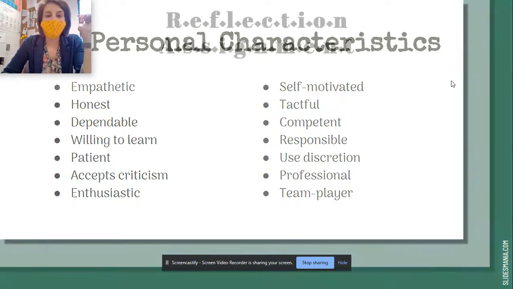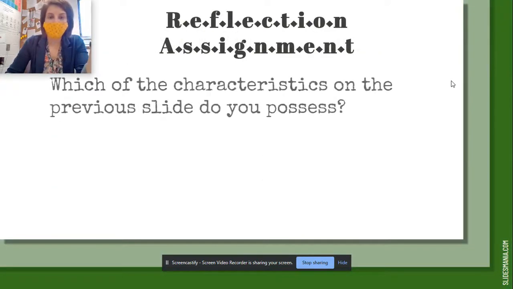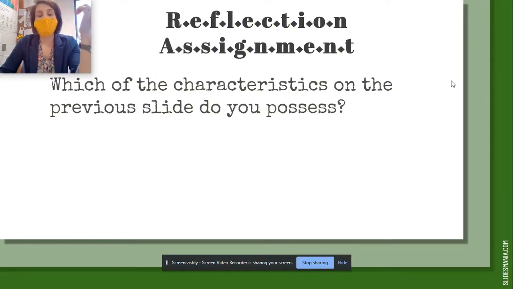Okay. So if you go into Google Classroom, you will see that you have a reflection assignment there. You are supposed to be looking at the characteristics that we had in the last slide, all those characteristics that we just went over. And I want you to think about yourself. Are there characteristics that you have? Are there characteristics that you don't have? So look at that and say, okay, am I empathetic? Am I somebody who can relate to others? And if you can, great. That's a characteristic that you possess.